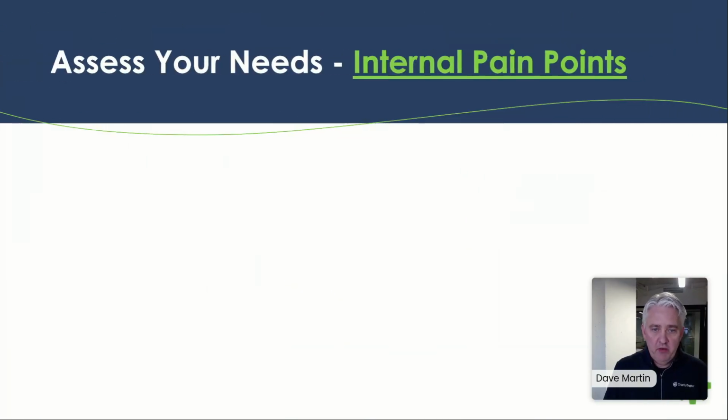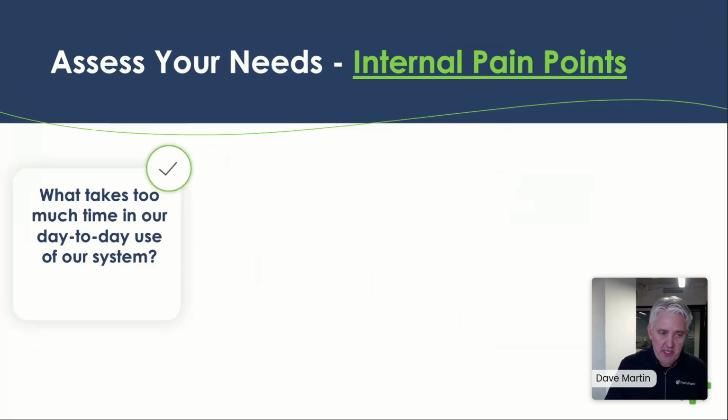So look at internal pain points. Start there in assessing the needs of your organization. Think about what takes a lot of time in your day-to-day use of the system. And if you're the main point of contact and you're running this evaluation process, it's really important to be asking these questions internally so that you can come up with a list. And we're going to share a great resource we have on a comparison matrix that'll help you get there. But a lot of these questions are part of that.